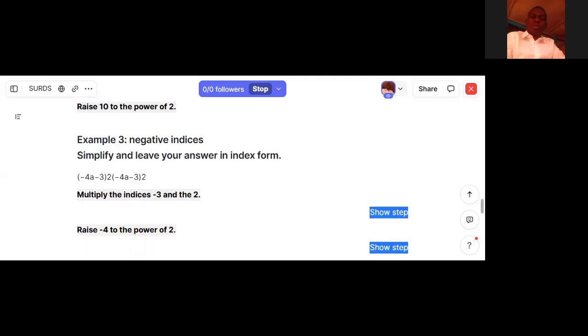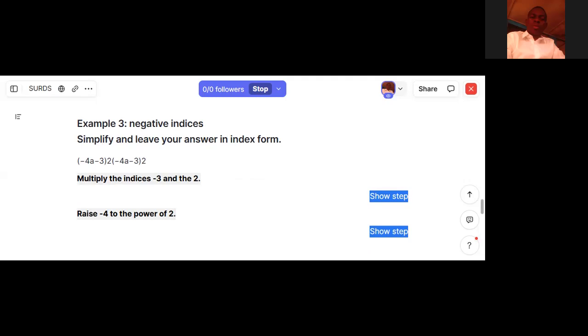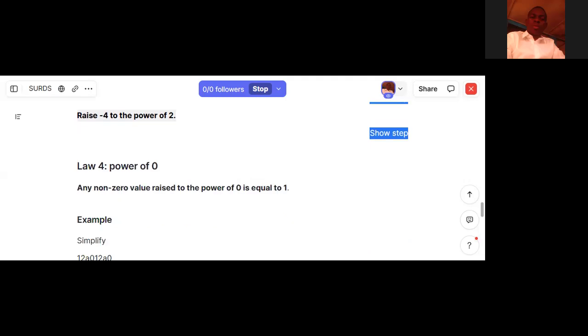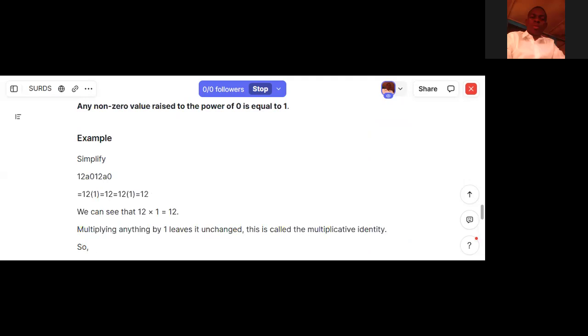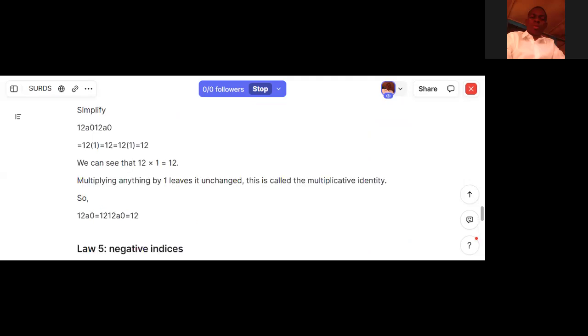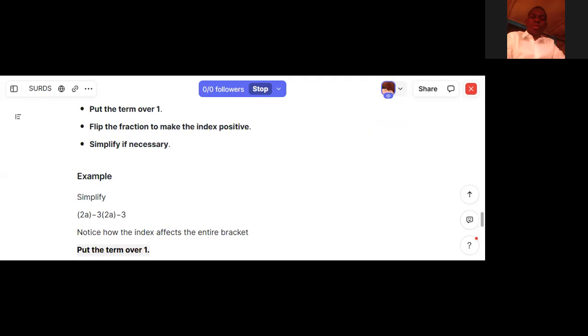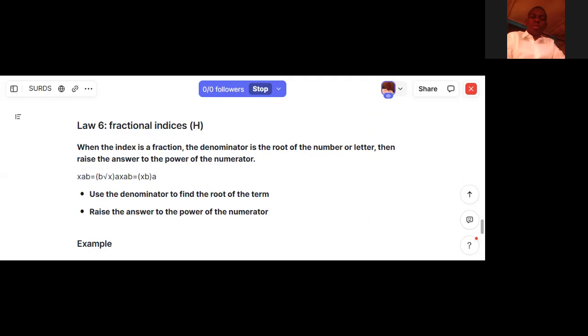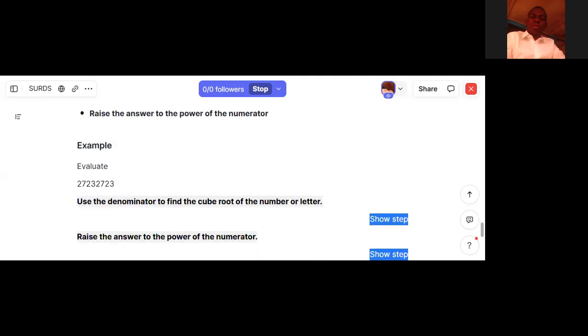More tasks or examples are given on the screen on negative indices. Then power of zero, having seen all that. Fractional indices are also touched on judiciously.